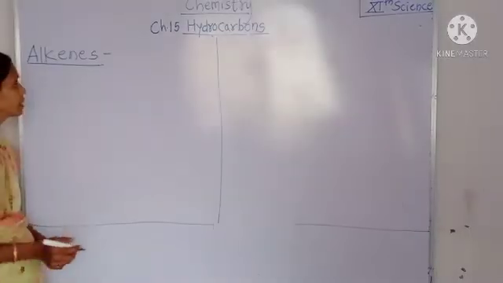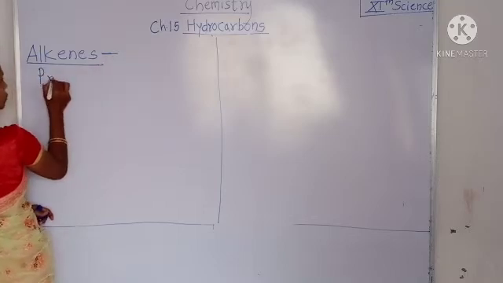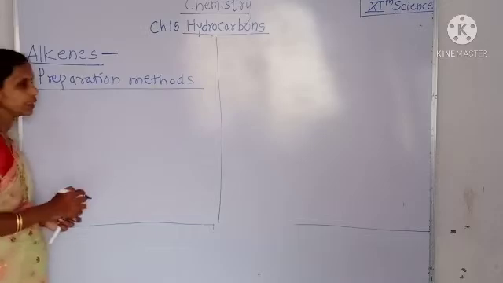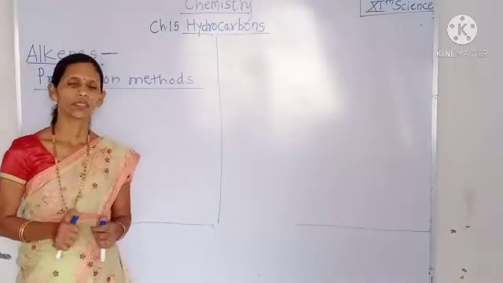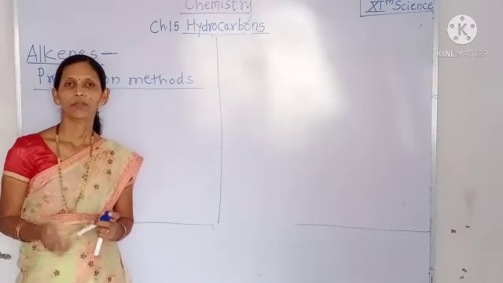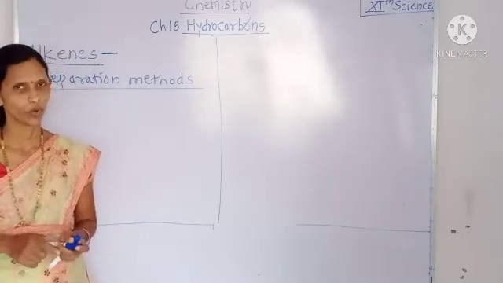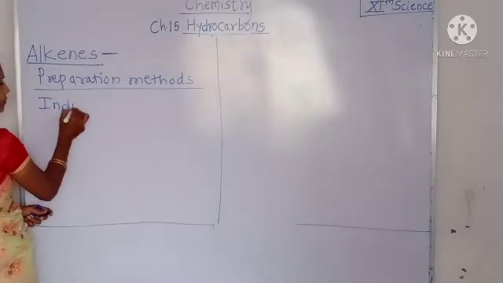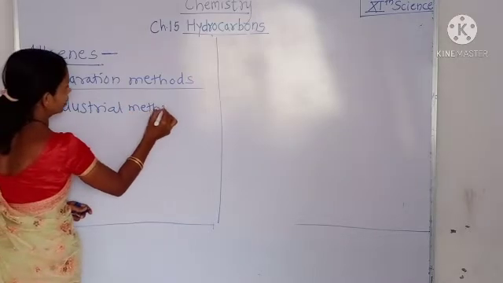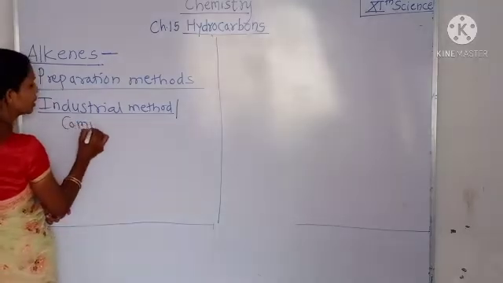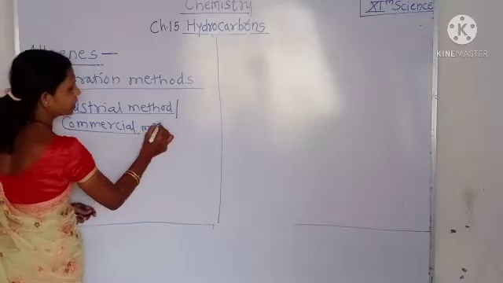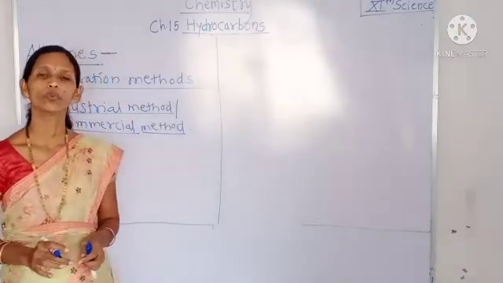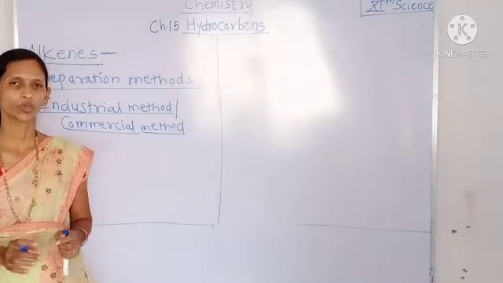Today we are going to discuss the preparation methods of alkenes. All of you are aware that there are generally two types of methods of preparation of any organic compound, that is the industrial method and the laboratory method. The industrial method, also known as the commercial method, is one in which large scale production of organic compounds takes place. Today we are going to discuss all these methods of preparation of alkenes.